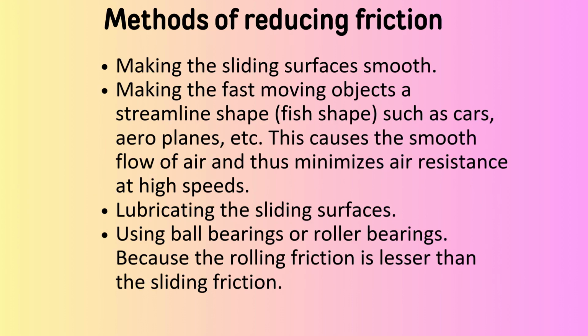Methods of reducing friction. Making the sliding surfaces smooth. Making fast-moving objects a streamlined, fish shape, such as cars, aeroplanes, etc. This causes the smooth flow of air and thus minimizes air resistance at high speeds. Lubricating the sliding surfaces. Using ball bearings or roller bearings, because the rolling friction is lesser than the sliding friction.